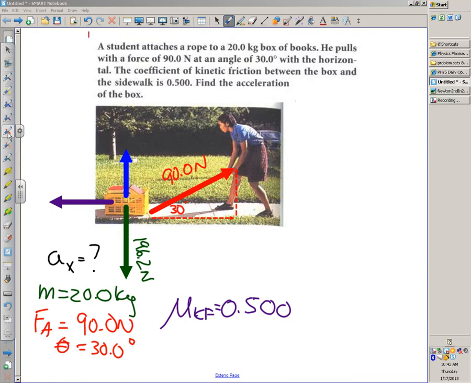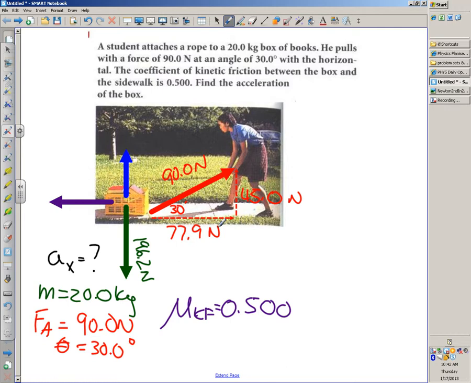Anybody run that through their calculator yet? The vertical component is going to be 45 newtons, and then 77.9 newtons for the horizontal component. Good there.